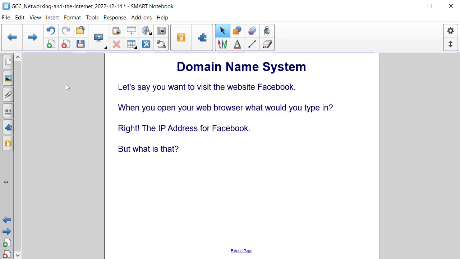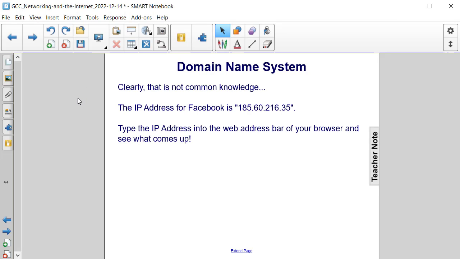Now let's extend what we've learned about IP addresses to domain name systems. Let's say you want to visit the website Facebook. When you open your web browser, what would you type in? Right, the IP address for Facebook, but what is that? Clearly that's not common knowledge. The IP address for Facebook is 185.60.216.35. Type the IP address into a web address bar of your browser and see what comes up.